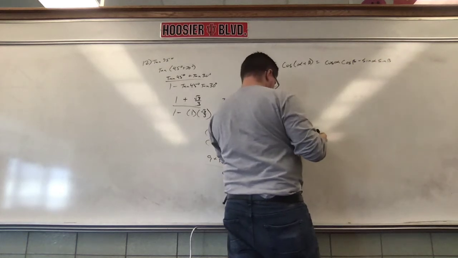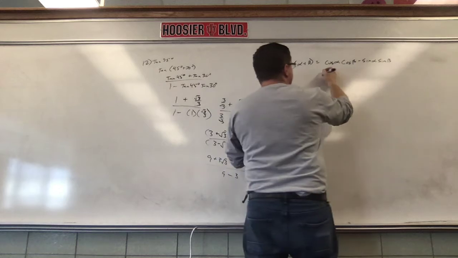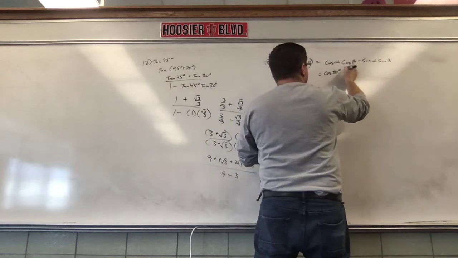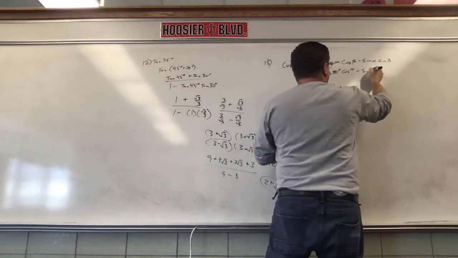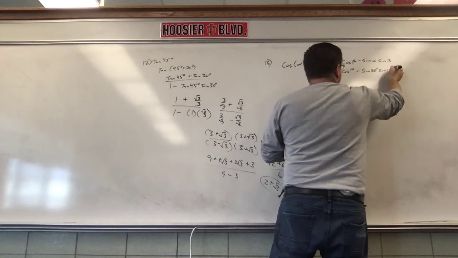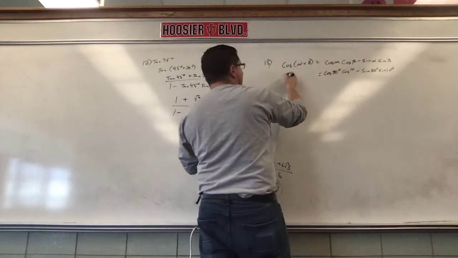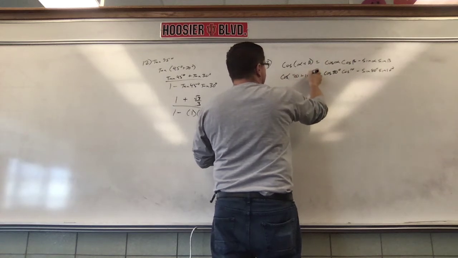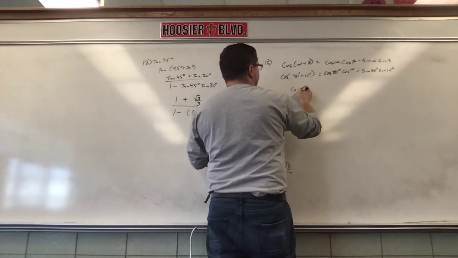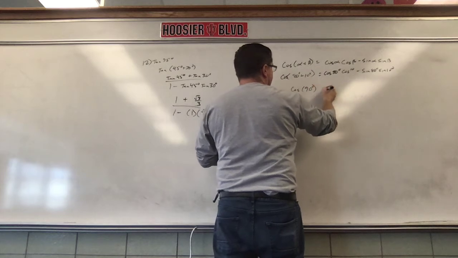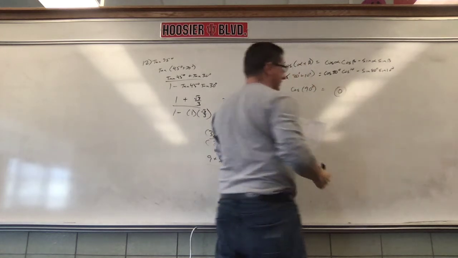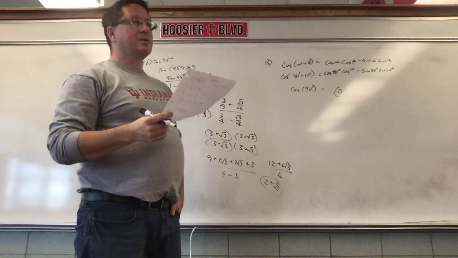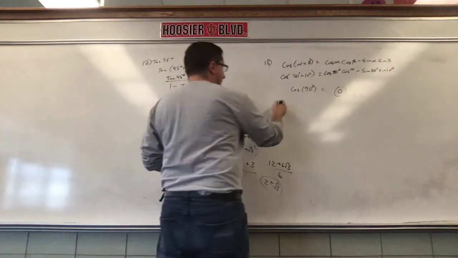So when they gave us this, it says cosine 80, cosine 10 minus sine 80, sine 10. It looks like this formula backwards, so it's the same as the cosine of the two angles added together, 80 plus 10. So the cosine of 90 degrees. The cosine of 90 degrees is 0. If you look at a unit circle, cosine of 90 degrees is 0.